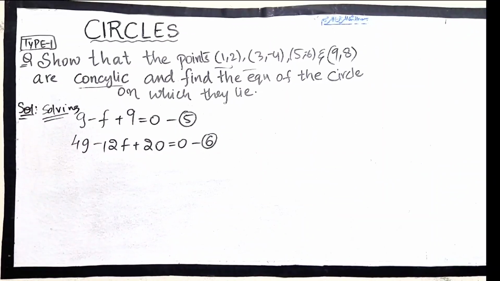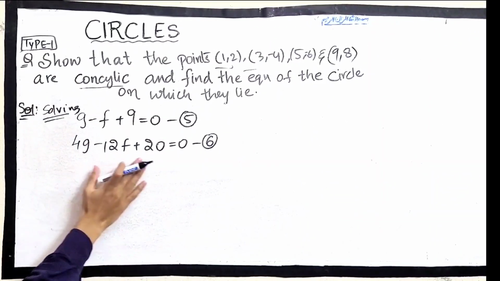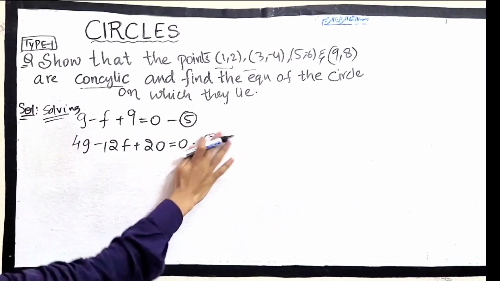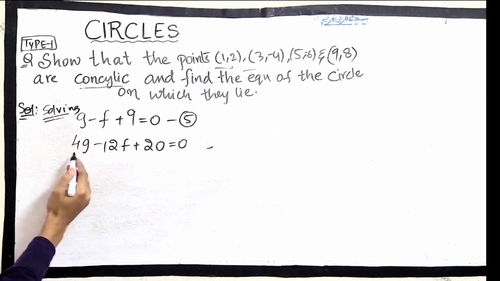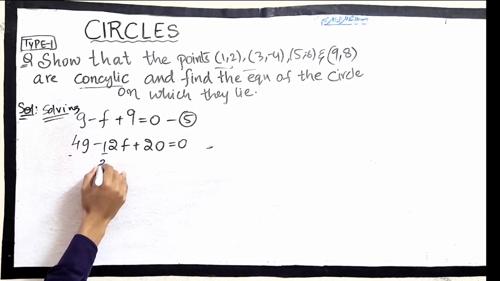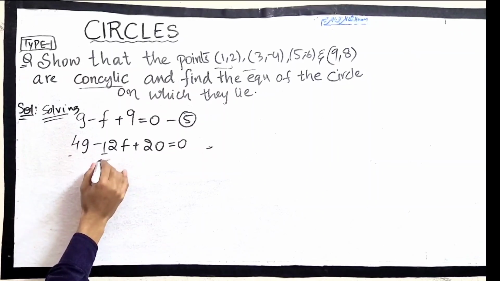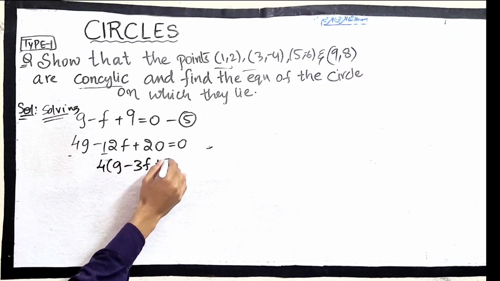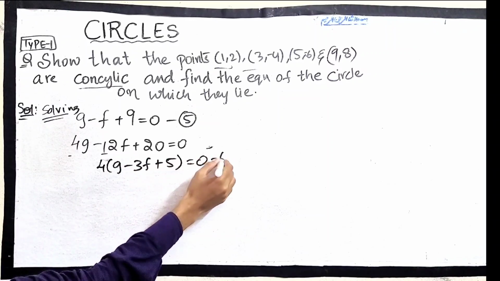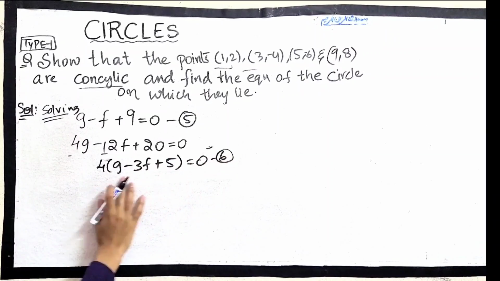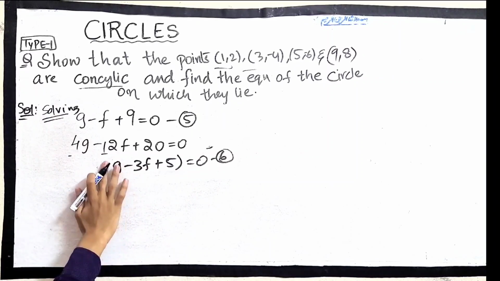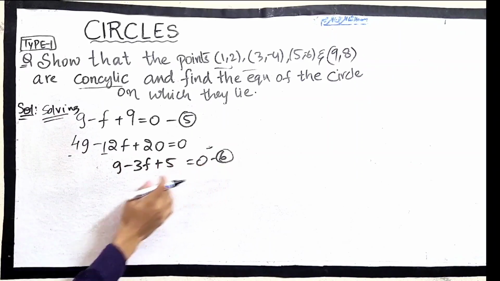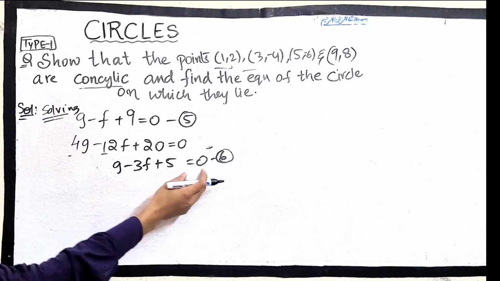So now solving equation 5 and 6, but you can see that equation 6 can also be reduced. You can reduce it with 4, because we can take 4 common, which will be g minus 3f plus 5, 4 fives are 20. So which is your equation. When we take 0 this side, 4 will be eliminated. So what is your equation 6? Equation 6 is g minus 3f plus 5 equal to 0.